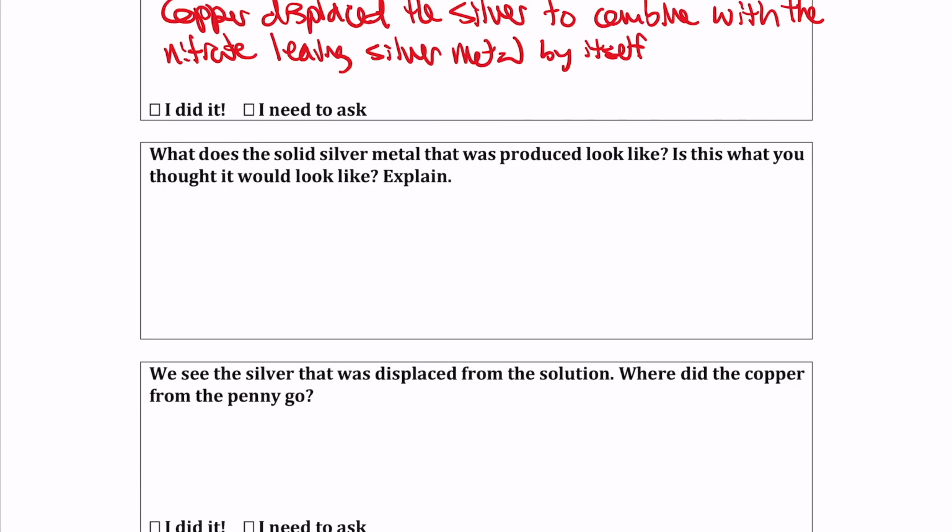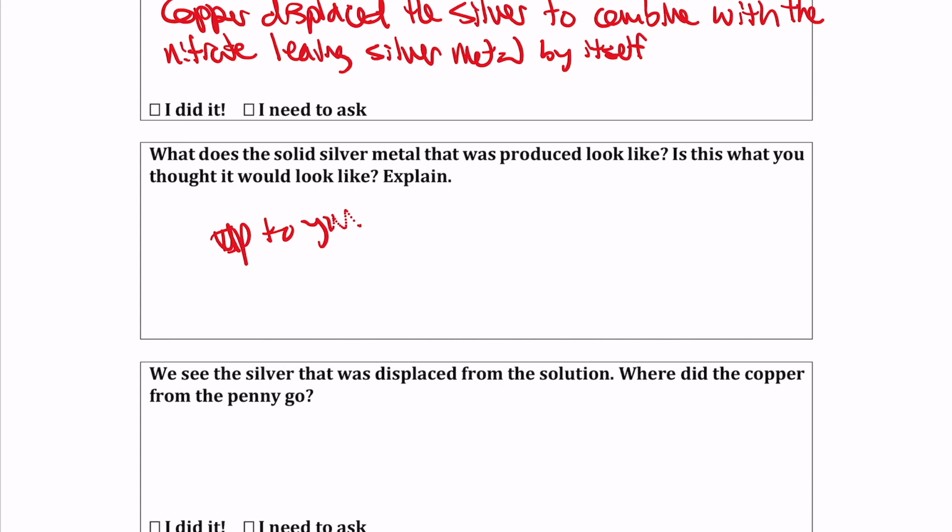So now that you've seen that and you've answered the first couple of questions, what does the solid silver metal look like? Is this what you thought it looked like? So this is really up to you to tell me, but most students, in my experience, don't expect the silver metal, when it's displaced like that, to look like these filaments. But as the video explains, they do come out one at a time, these atoms, and build themselves up into these filaments. So really this is up to you, whatever you say there, yes or no. Basically, you tell me what you thought it might have looked like to begin with. That's an opinion question.